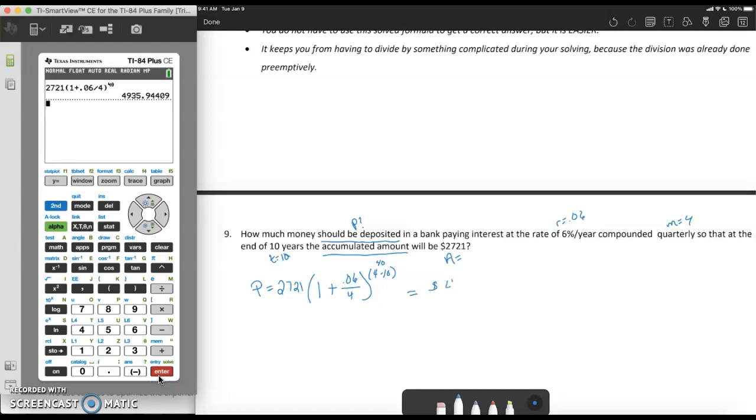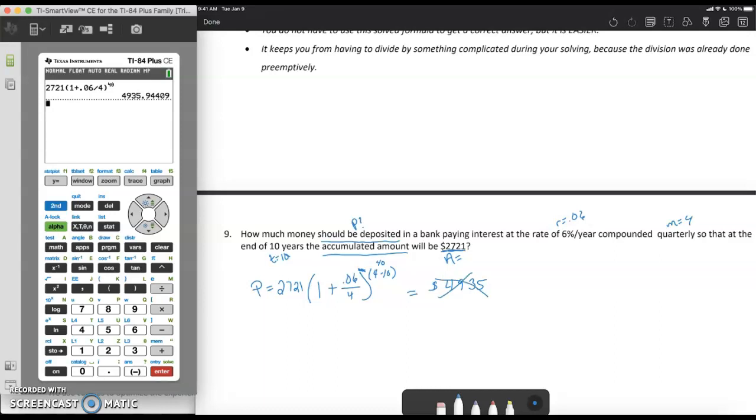And it comes out as $4,935. Oh, I made a mistake, and this didn't make any sense. Notice what I left out. I'm trying to find the present value. What should I deposit now so that I would end up with this amount later? And I'm getting that I should deposit almost $5,000 to have $2,700 later. Well, that doesn't make any sense. And hopefully you notice what I left out, which was the whole key to this formula, which is the negative in the exponent. So that doesn't make any sense.